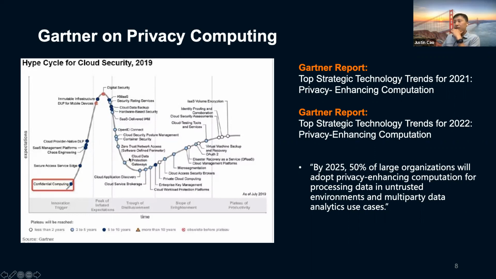So, this graph on the left is maybe a little old. It's from 2019, but it was also by Gartner. This term here, confidential computing, is essentially privacy computing. As you can see, it's still very early on the hype curve for technology. We should know that privacy computing is still quite early, not exactly in its infancy, but we do see that it's early. People are just starting to talk about it, and people have started to adopt it in the past few years.